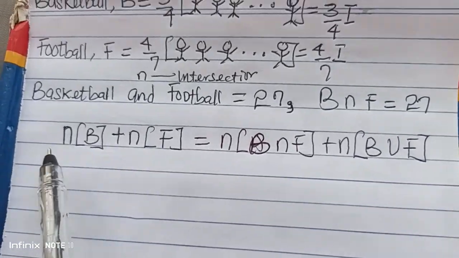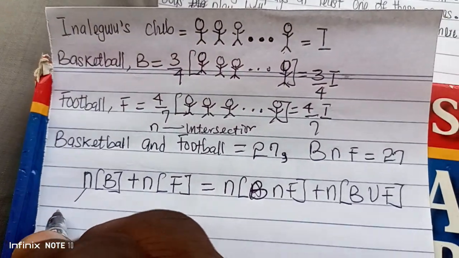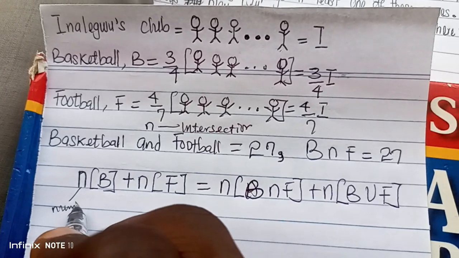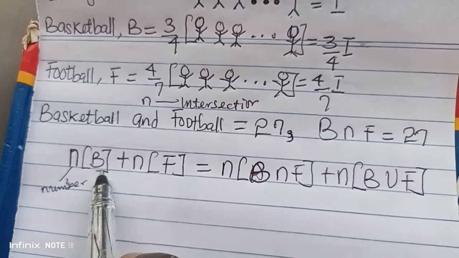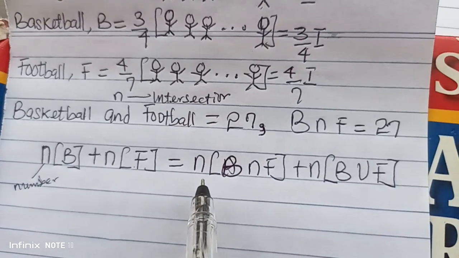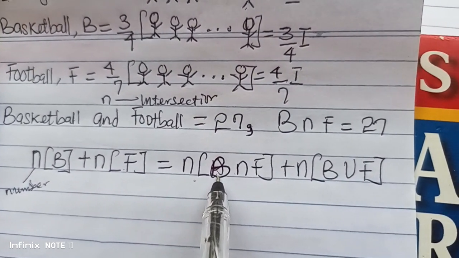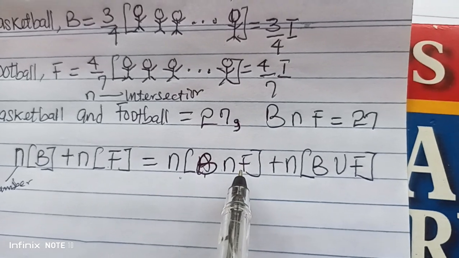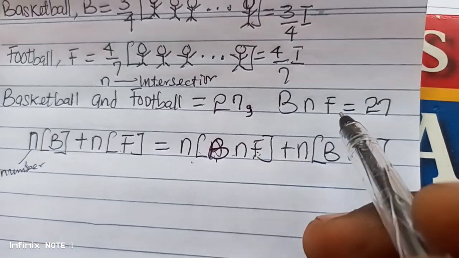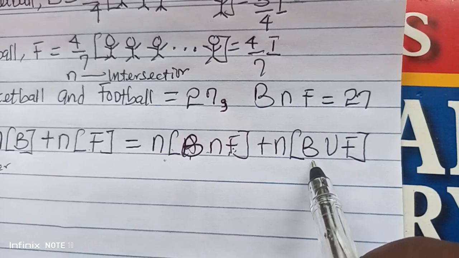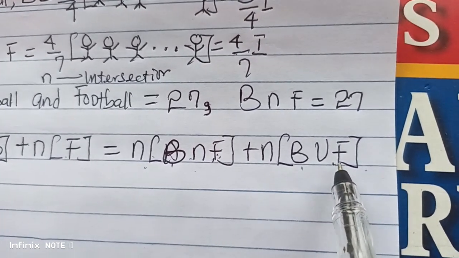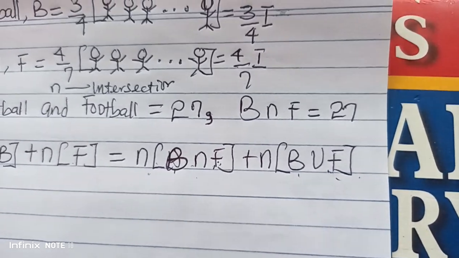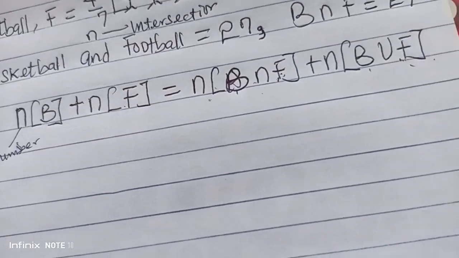The cardinality means the number: the number of those who play basketball, the number of those that play football, the number of those that play football and basketball, and the number of those that play basketball or football. This one represents and, and this one represents or. Understand?